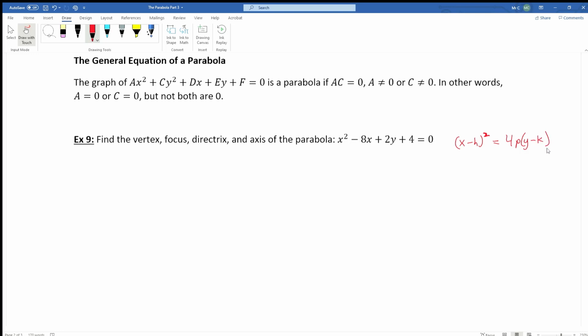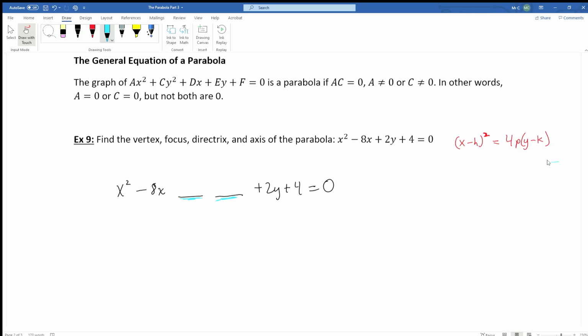And that means I'm going to have to go through and see how I can manipulate this equation to do that. Well, the first thing I'm going to do is rewrite this slightly. That's x squared minus 8x, and I'm going to leave 2 gaps here, plus 2y plus 4 equals 0. And what we're going to do is complete the square by adding and subtracting appropriate values here.